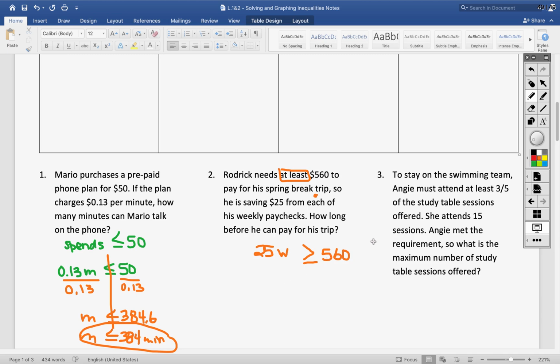Well, how do we solve this? This is one step, is to write it. Step 2 is to solve it. And we do that by doing the opposite operation. And again, you use a calculator. 560 divided by 25 is 22.4 weeks.